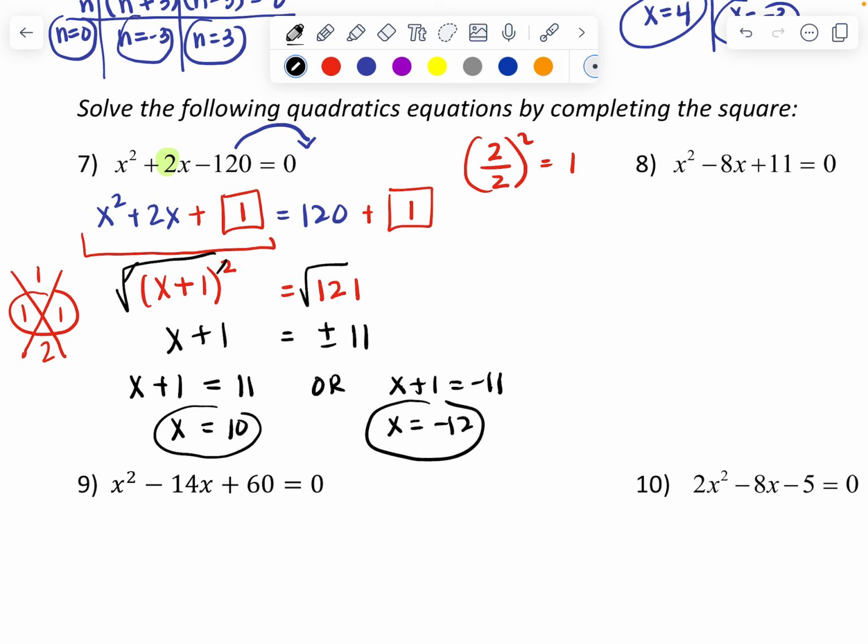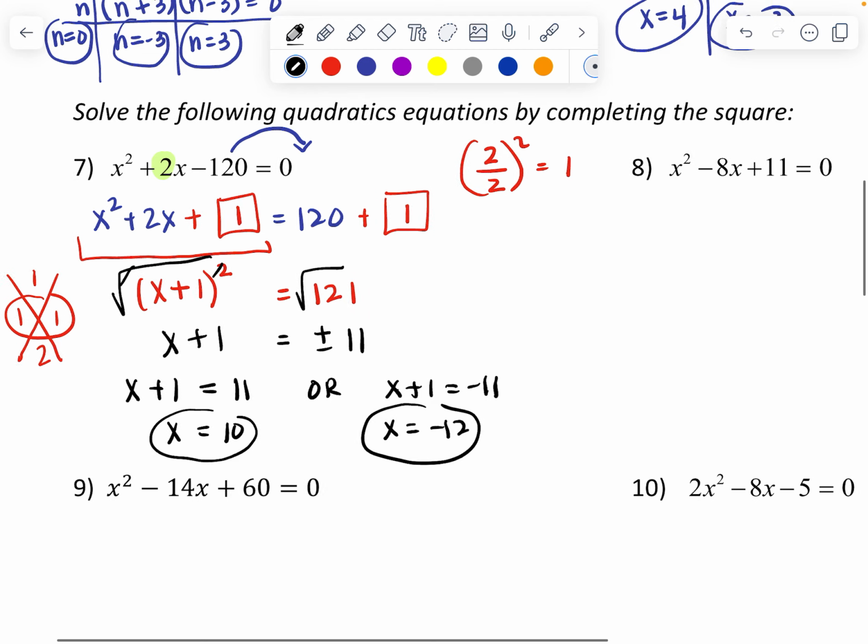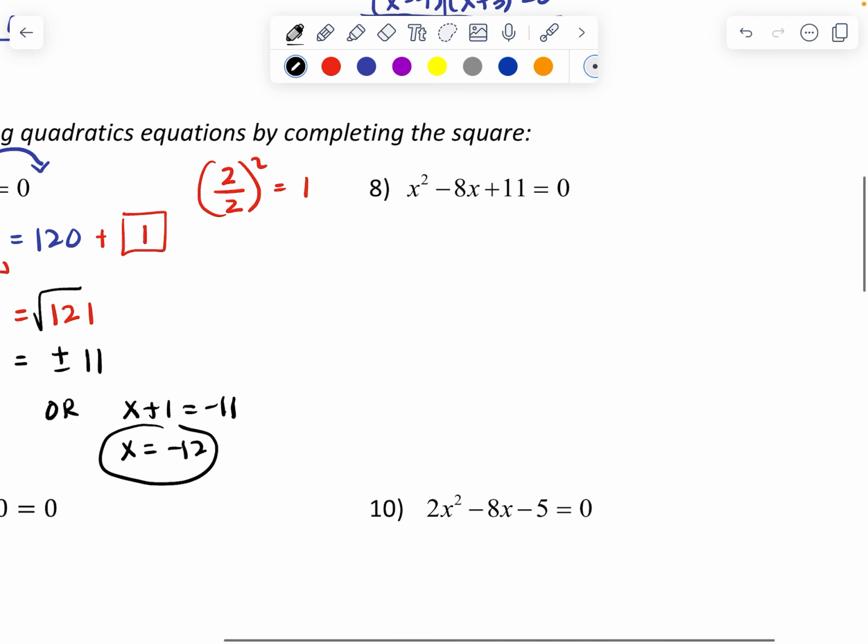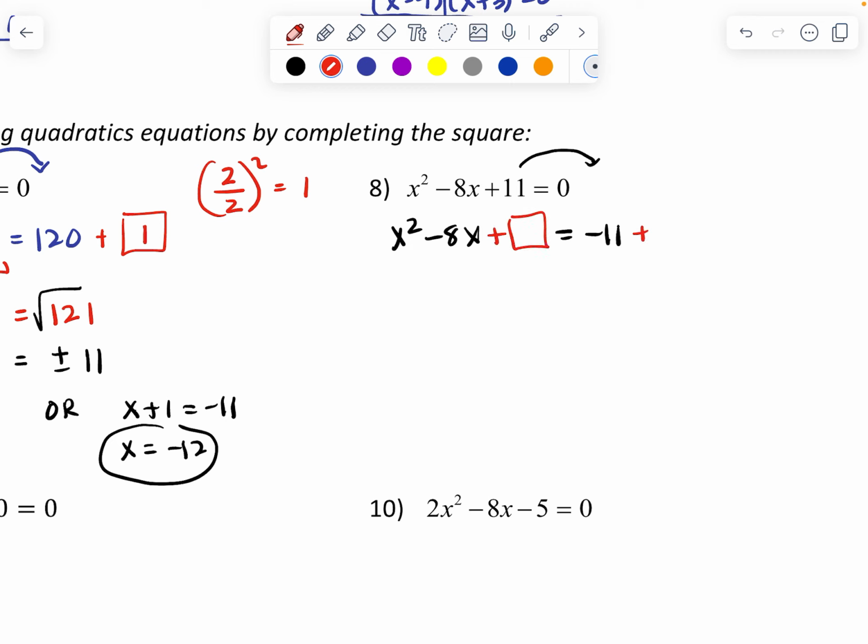Okay? The numbers are a little bit smaller tomorrow, but very similar to what's on your quiz for completing the square. Now, if you want to do a couple more to practice with, let's look at number 8. If you move the 11 over, you're going to get x squared minus 8x equals negative 11, right? Draw your little boxes so you can complete the square.